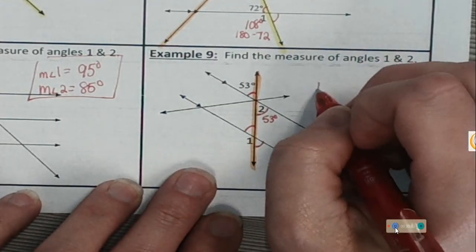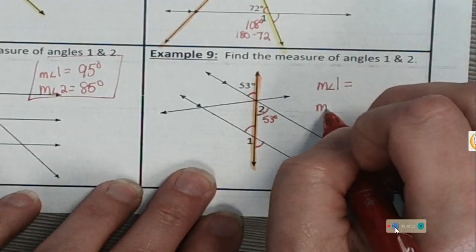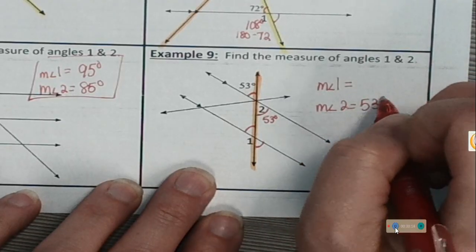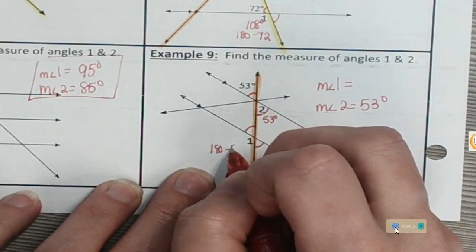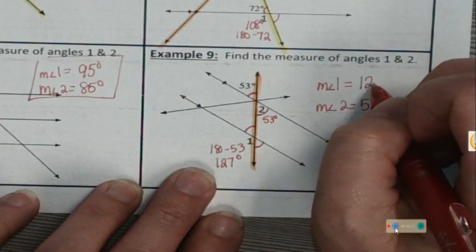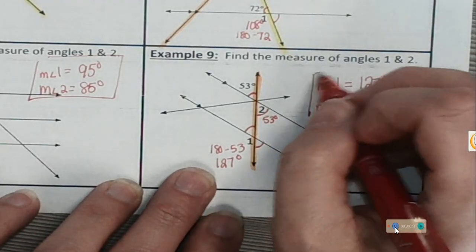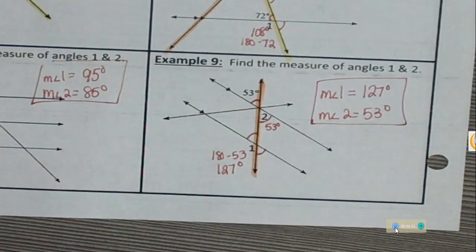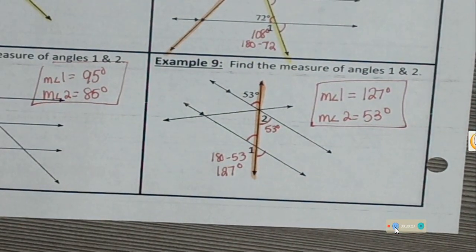All right, so how am I going to find angle 1? Very good. 180 minus 53, which gives me 127 if I typed it correctly. Okay, all right. So that is how you find your angle measures with your parallel lines cut by a transversal.